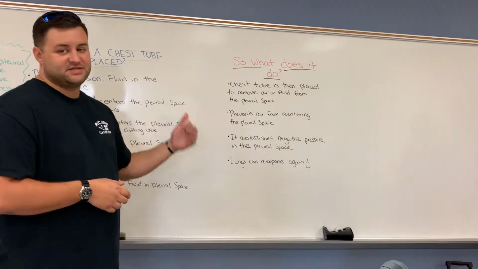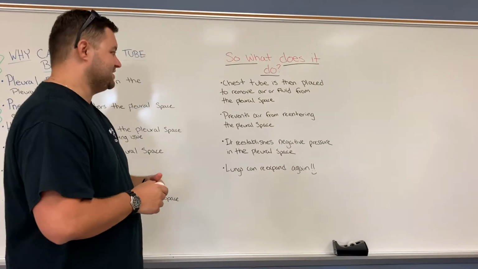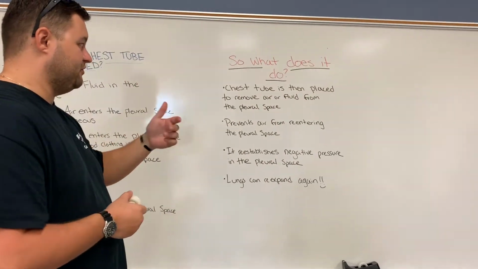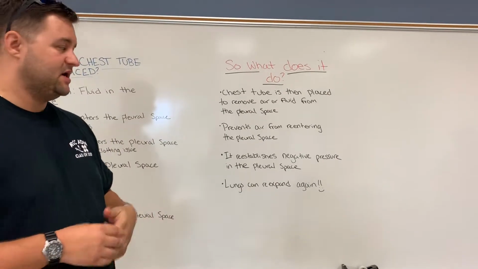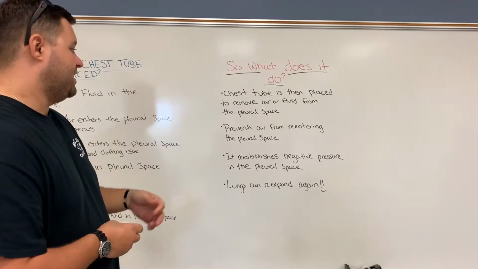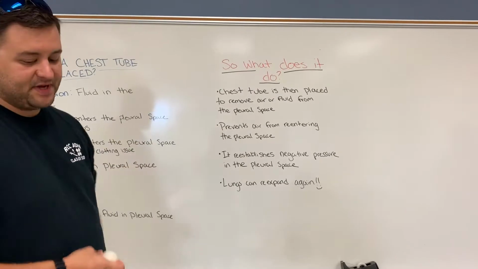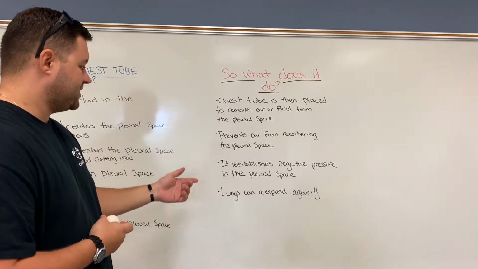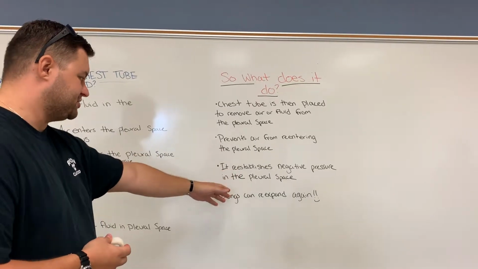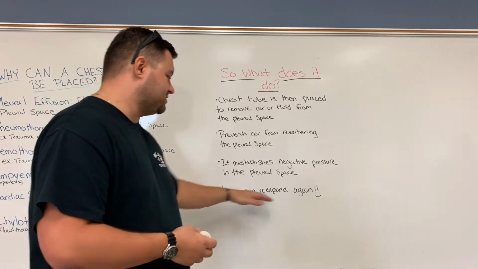So what does the chest tube itself do? A chest tube is placed to remove the air or the fluid from the pleural space and restore the negative pressure environment, allowing the lungs to function properly. It prevents air from re-entering the pleural space via the systems that are used in its operation. It reestablishes, like I said, the negative pressure in the pleural space, and the lungs can re-expand and work again.